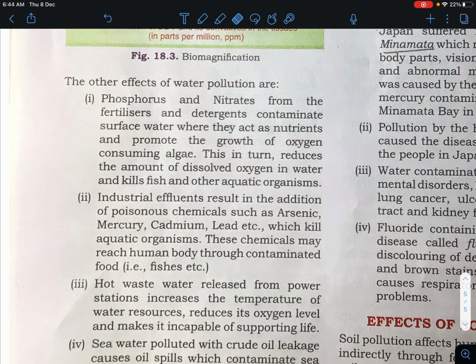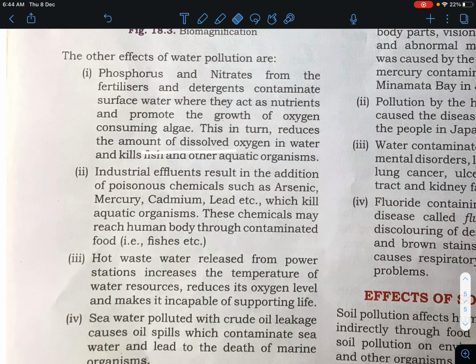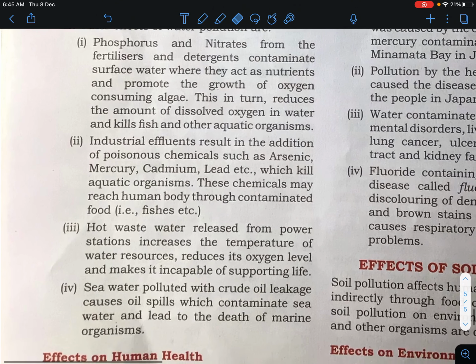When phosphate and nitrate, which generally come from fertilizer and detergent, drain into the surface water, they promote excessive growth, and in turn reduce the amount of dissolved oxygen in the water, causing fish kills and the death of other aquatic animals.